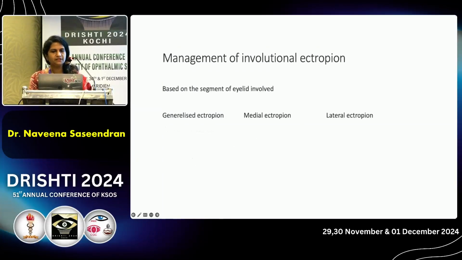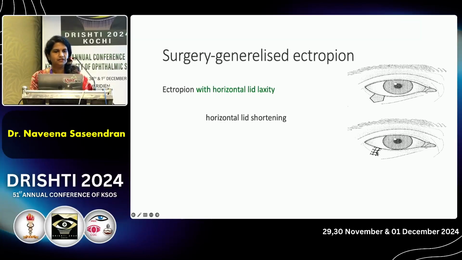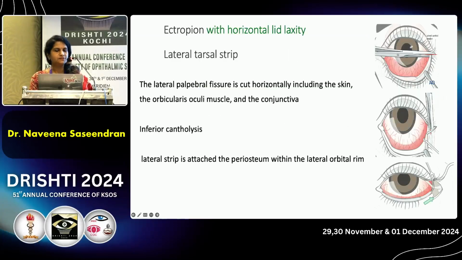Now management is mainly based on the segment of the eyelid involved. So it can be generalized ectropion or medial ectropion or lateral ectropion. In case of generalized ectropion with horizontal laxity, a horizontal lid shortening is indicated. Here a pentagon shaped lid margin is excised and sutured directly. It can also be managed by another procedure known as lateral tarsal strip.